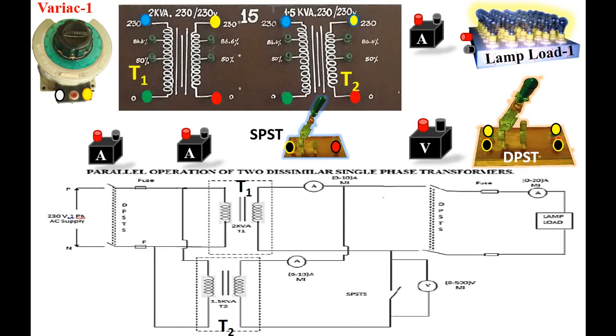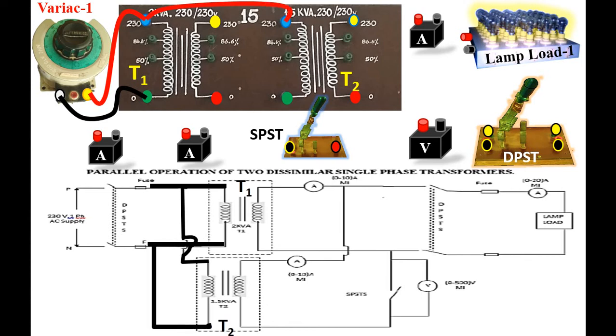So T1 and T2 respectively. T1 is the 2 kVA and T2 is the 1.5 kVA transformer. From the variable output of your variac, one end will be connected to T1 230. So T1 230, and then T1 primary 0 will be connected back to your auto transformer, and then T1 230 to T2 230, and then T2 0 of your primary to the 0 of your T1 or 0 of your auto transformer. In this case I have connected to T1 0. You can also connect this to your auto transformer 0.